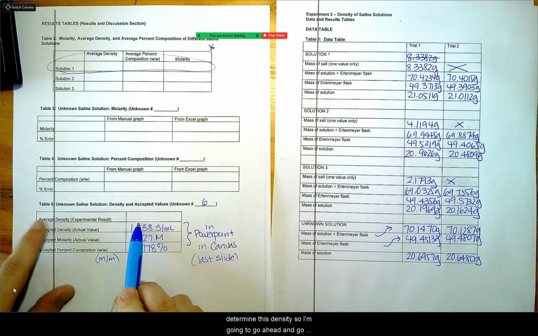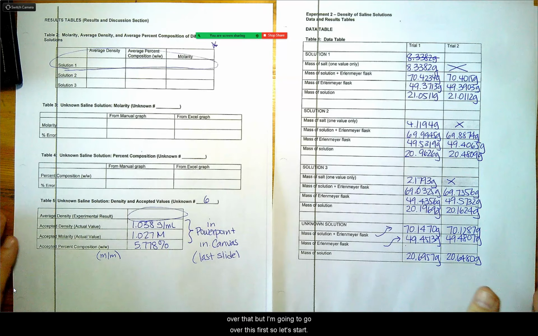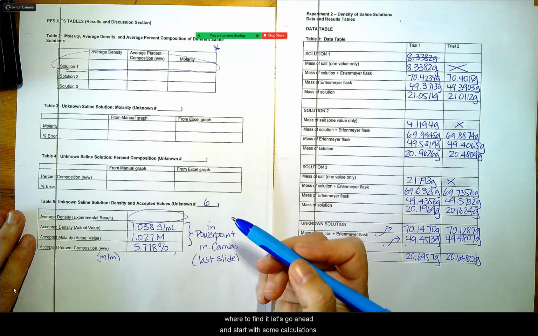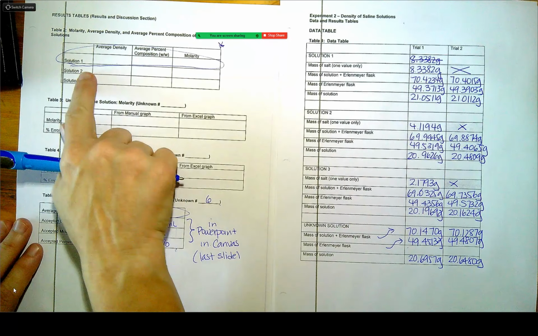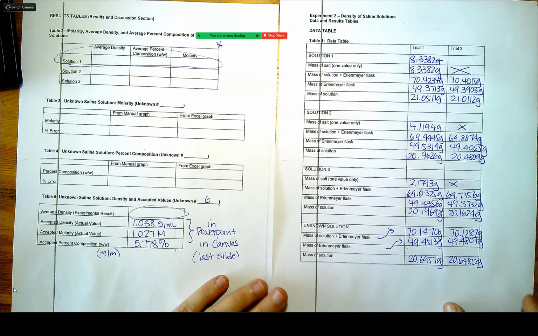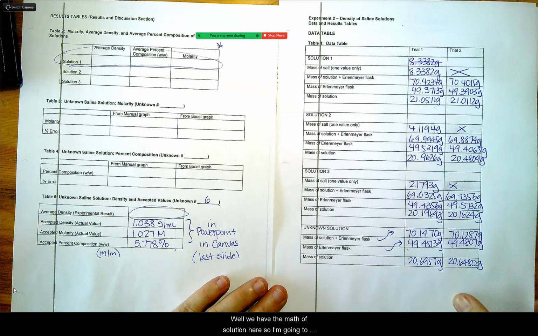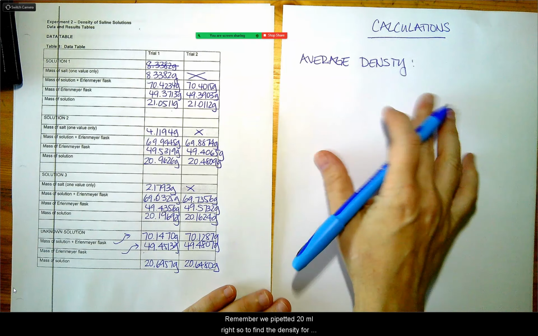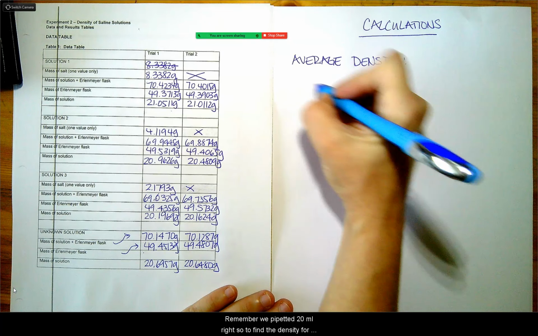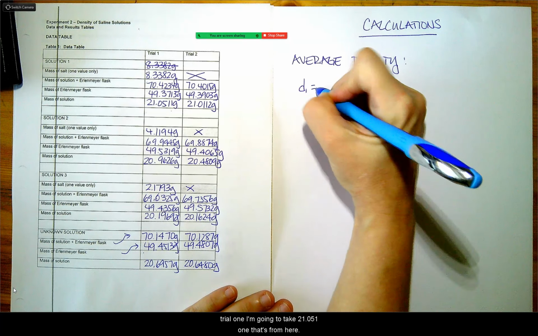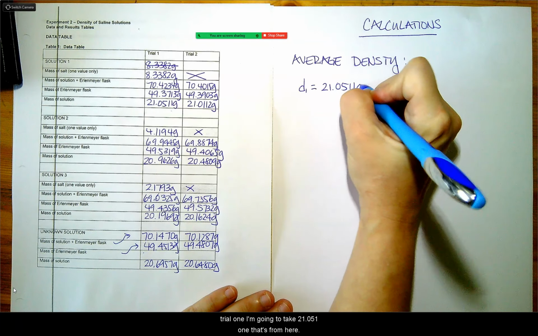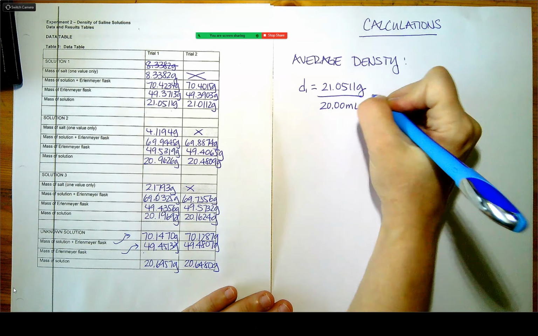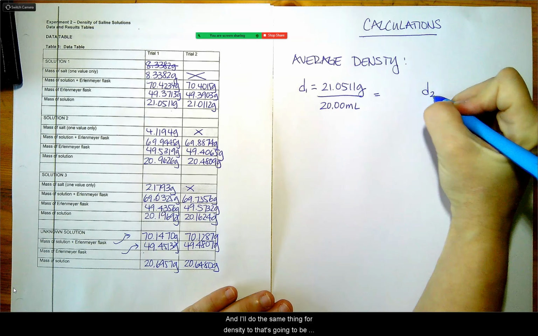Now, experimentally, we have to determine this density. So I'm going to go ahead and go over that, but I'm going to go over this first. So let's start, now that I have that information and you know where to find it, let's go ahead and start with some calculations. Now, how do you figure out the average density? Well, we have the masses of solution here. So I'm going to go ahead and place this over here, and our first one will be the average density. Remember, we pipetted 20 milliliters, right? So to find the density for trial 1, I'm going to take 21.0511 grams. That's from here. And I'm going to divide it by 20 milliliters. Okay, and then I'll do the same thing for density 2.